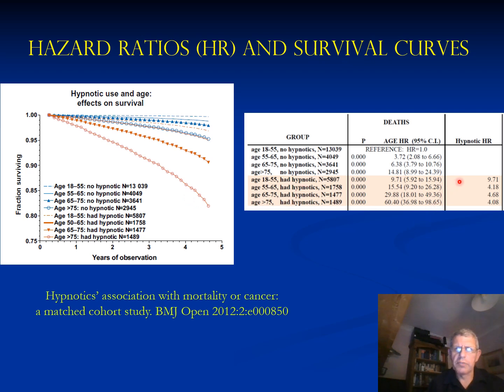And we can see hazard ratios of 9.7 for people aged 18 to 55 and around 4 for the older age groups. So quite high hazard ratios, which are derived from this type of analysis, which is taking the observation times, the years of observation, into account, as we saw earlier.